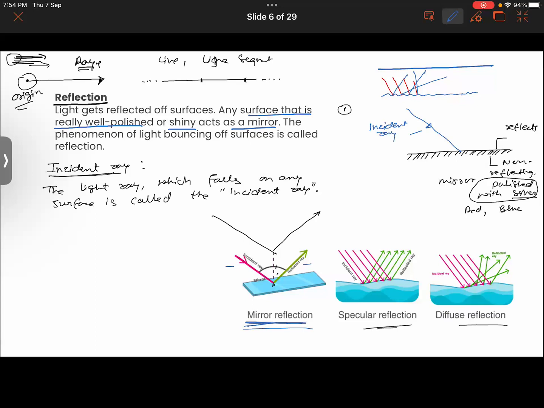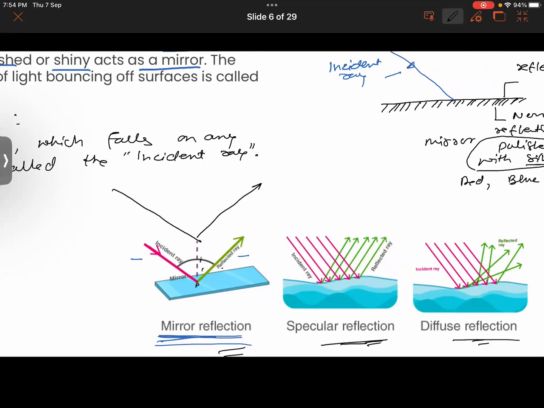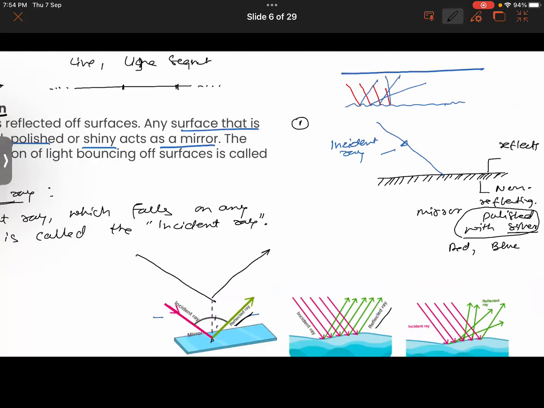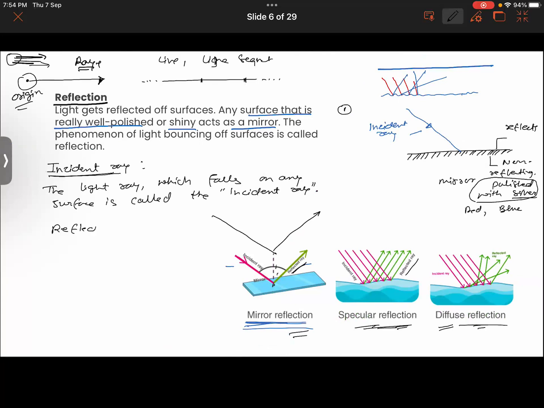Now this ray will also get reflected, depending upon the type of surface it is striking. It will reflect in a certain direction. For example, in this mirror it is getting reflected in this direction. In the case of specular reflection it is getting reflected in one direction, while in diffuse reflection it is getting reflected in random different directions. So you have a reflected ray.